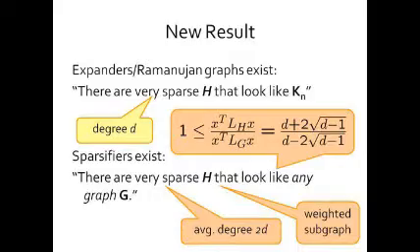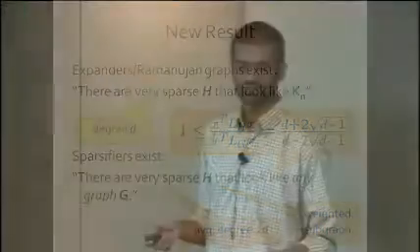Now by very sparse, I mean average degree 2D. So I don't mean degree D; this has twice as many edges. And it's not regular, and it's weighted. D is a constant, any parameter. So if you give me any D, I can get you an average degree 2D graph that satisfies this.